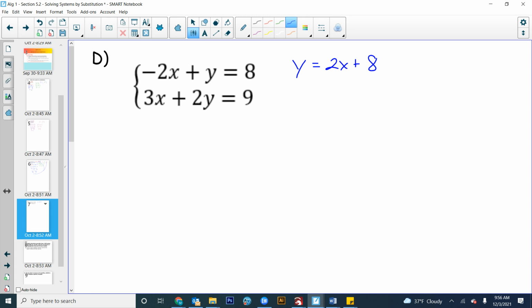Corbin, write it down. Right on the right side of the page. Now, once you have solved for a variable, you take the 2x plus 8 and drop it down, or shift it down to the other problem.